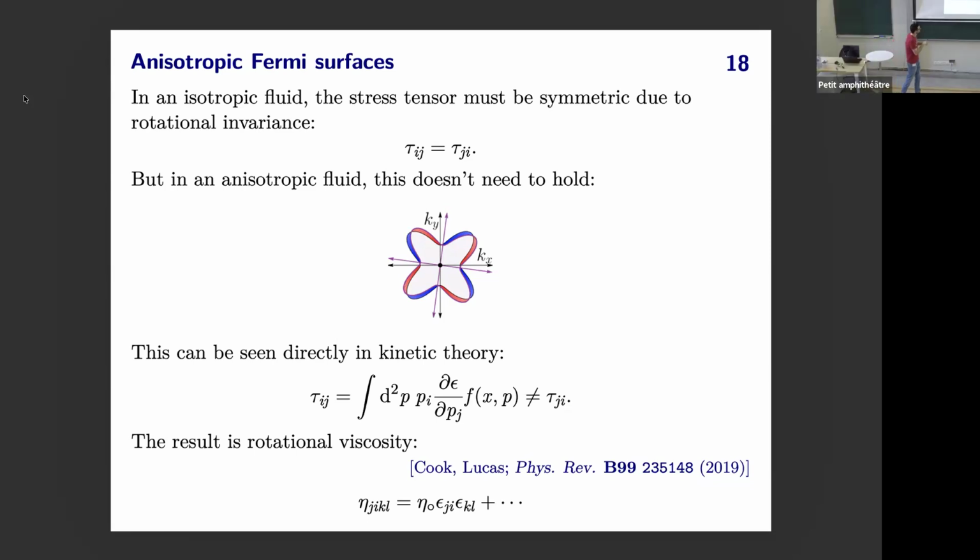I think the existence of this inflection point will likely just cause some potential singularities. I don't actually know if it's been worked out carefully in these viscosities. It may be that the viscosity is much larger, presumably, as you pass through this inflection point. That would be my guess.